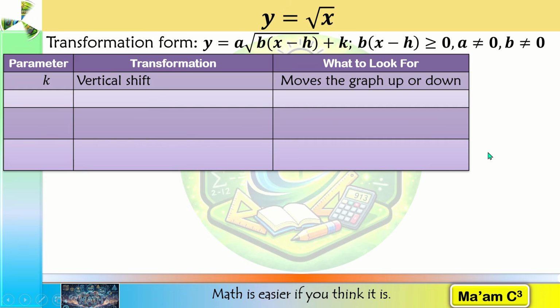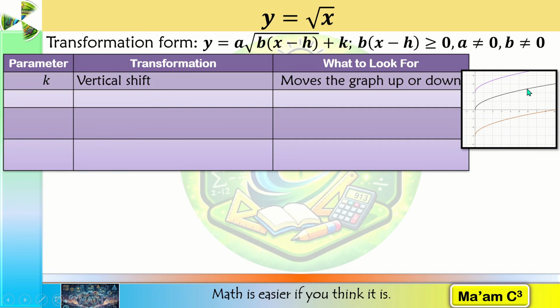Let's recall our graphs earlier. This is our mother function, the black one, y equals the square root of x. And when we added 2 here, our mother function moved 2 units up. But when I added minus 3, the mother function moved 3 units down. So once again, k controls the movement of the graph up and down.